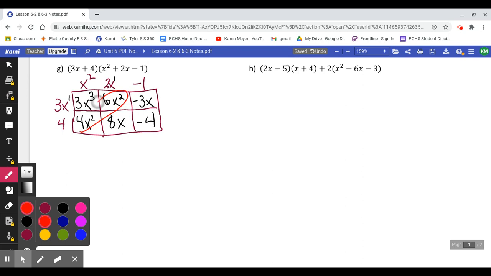So now when we're looking for like terms, we're going to have 2 different sets of like terms. So I got 3x to the third, and then 6x squared plus 4x squared is 10x squared. And then my next set, 8x minus 3x, well, 8 minus 3 is 5x, and then keep minus 4.